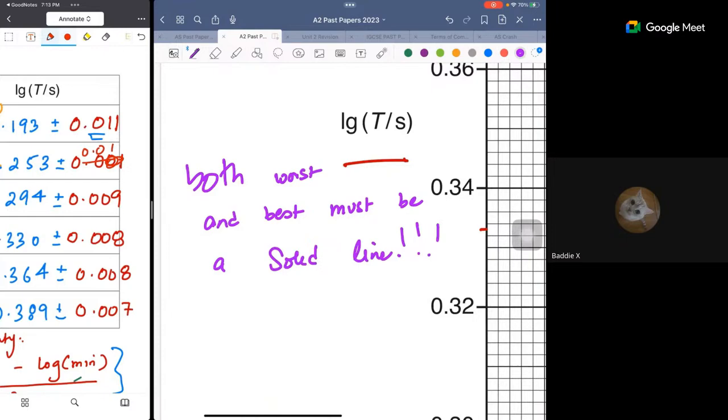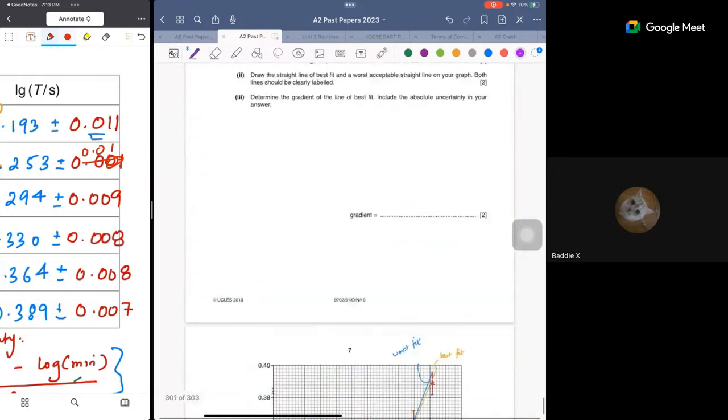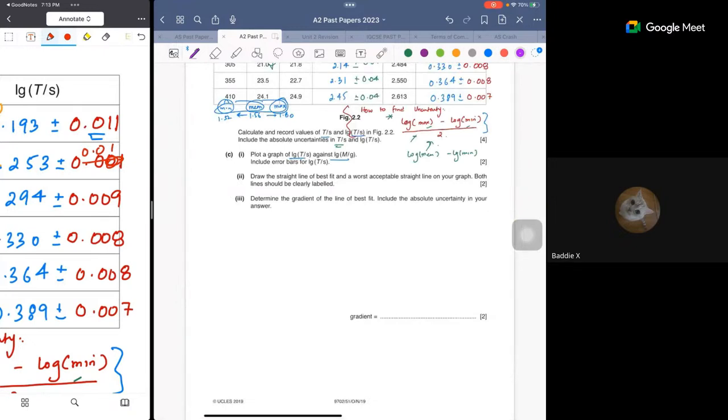All right. So pretty much we're done with this. And obviously you're going to get the 4 marks that you deserve after doing so much. And now they say determine the gradient and include the absolute uncertainty. So to do this, first of all, you're going to find the gradient of best fit, and then you're going to find the gradient of worst fit. You need to do both.